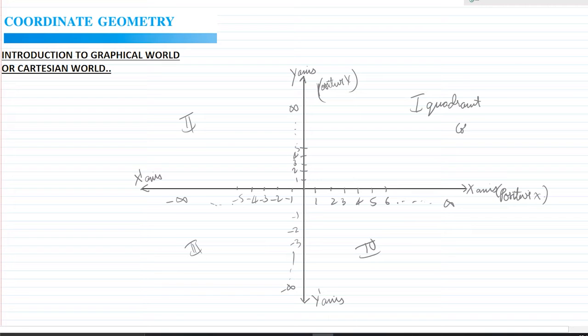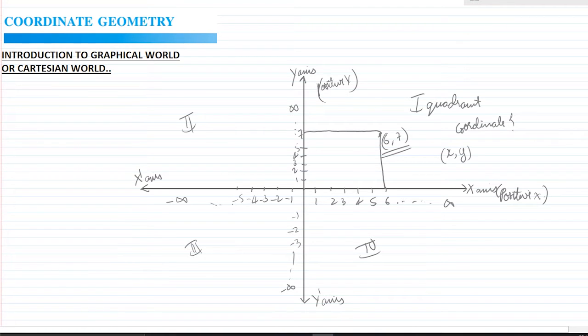So what is a coordinate? Suppose there is a specific point given here, and just for naming purposes it is 6, 7. This point is represented by these coordinates. How did these coordinates come? When you're writing coordinates, it's always in the form of x comma y.